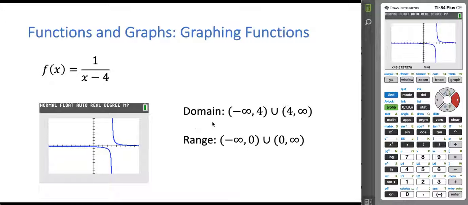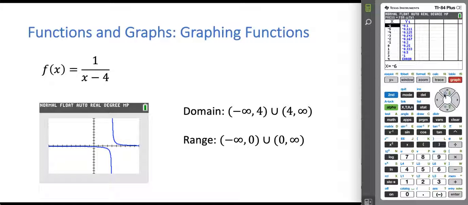Well, the domain of this function goes from -infinity until we get to 4, not including 4, which is why we have parentheses. And then it starts back up at 4 and goes to infinity. So we use this union symbol to join these two intervals together. And notice there's a parenthesis here because 4 is not included. We can't plug 4 into this equation. Remember, we'll get an error message. You can see that on your calculator. If we plug in 4, we get an error message.